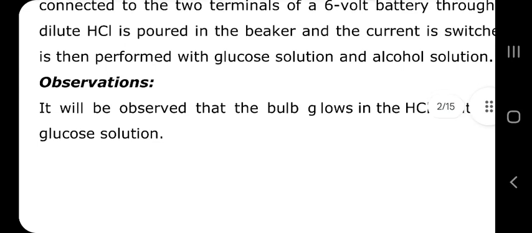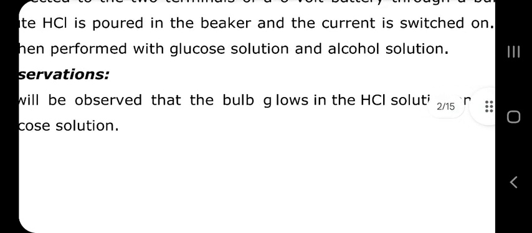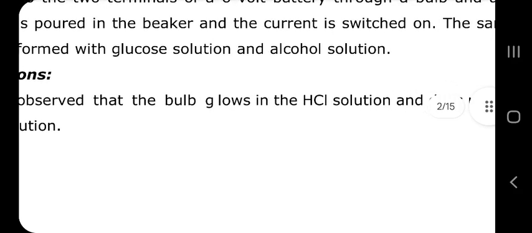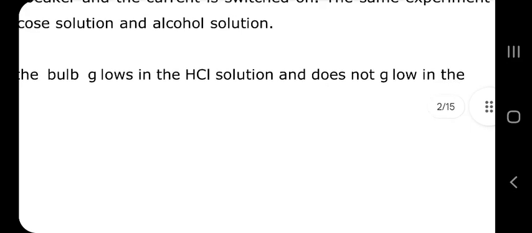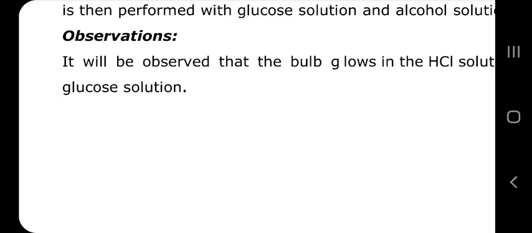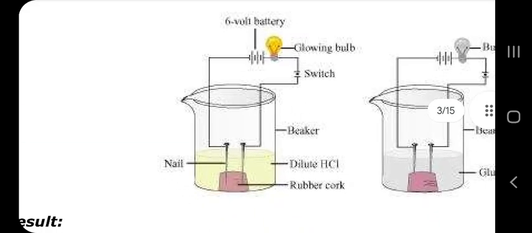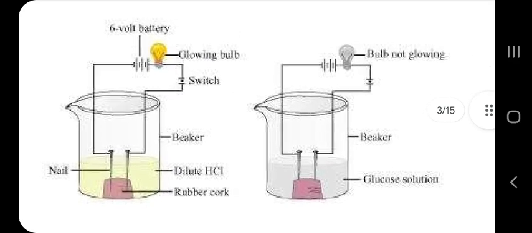Let's see the observation. It will be observed that the bulb glows in the HCl solution and does not glow in the glucose solution. Let's see, this is the figure. This is the relevant figure of this question.